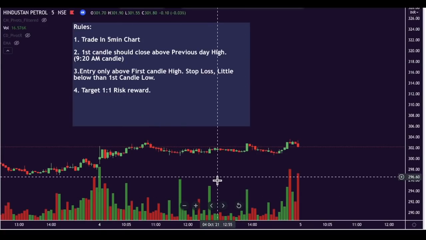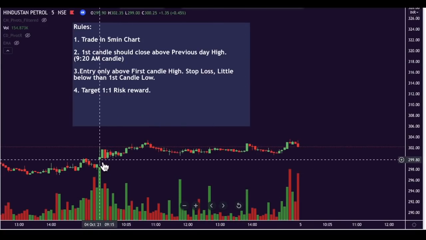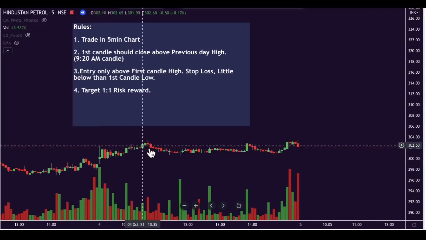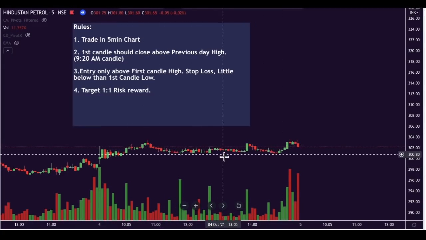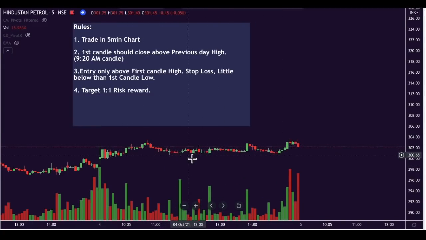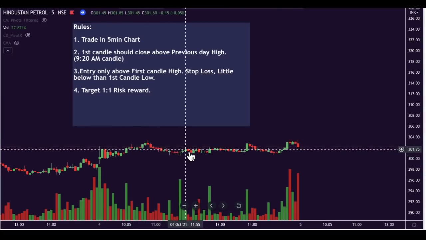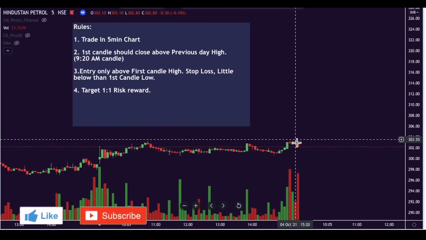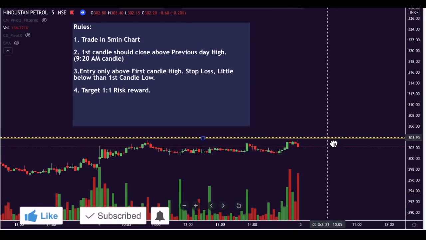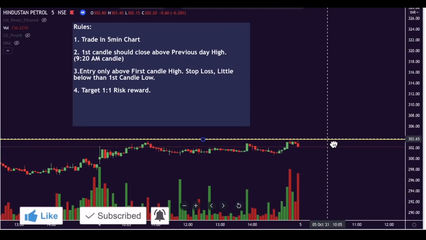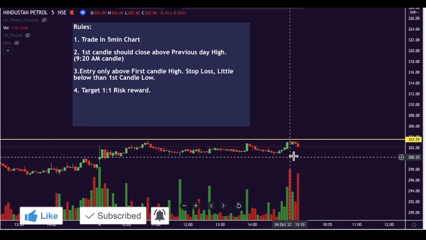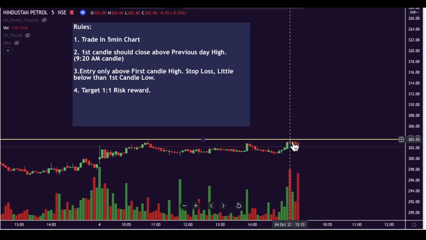Now for example, in this Hindustan Petroleum chart on 4th of October, this was the momentum of the stock. So let's consider this as the previous day. 4th October is the previous day and we are planning to trade on 5th October. So what is the previous day high? The previous day high was this, right? So here we are marking the previous day high candle. This 3:10 candle was the highest level of the stock on 4th.